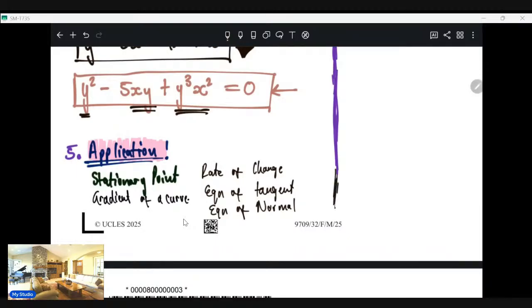The reason we learn differentiation is, yes, they are going to ask for these things, but don't worry about finding them. That's application. The first thing you must find is dy dx. Then you can do the application.